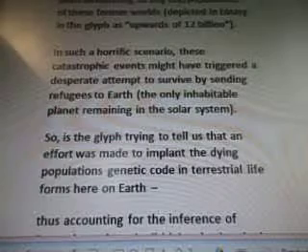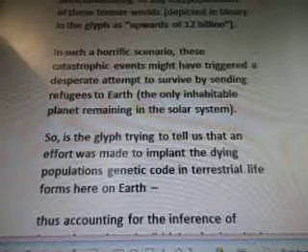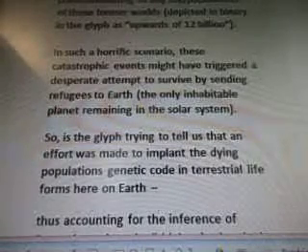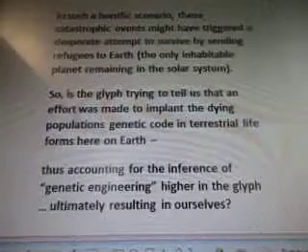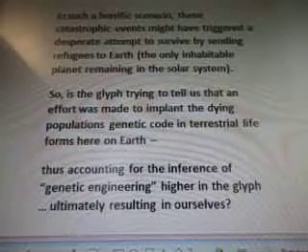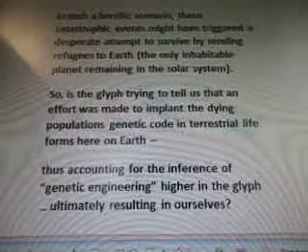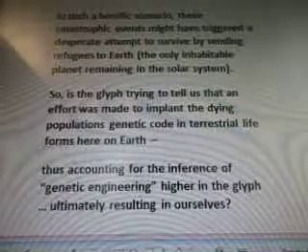In such a horrific scenario, these catastrophic events might have triggered a desperate attempt to survive by sending refugees to Earth, the only inhabitable planet remaining in the solar system. Well, that can't be true because we found over 2,000 habitable planets in 2012 with the Kepler satellite. So that blows that theory right out of the water.